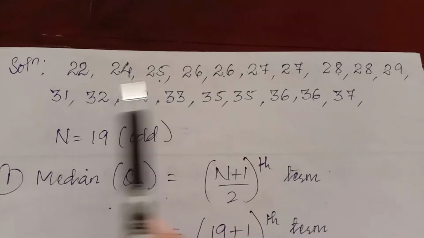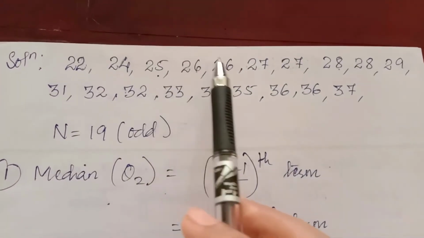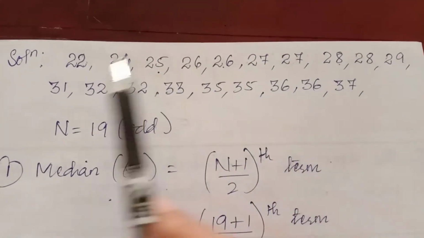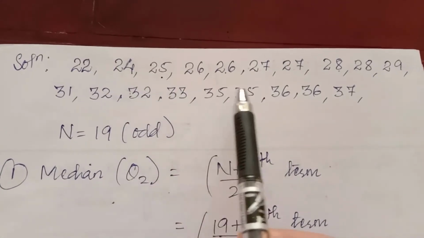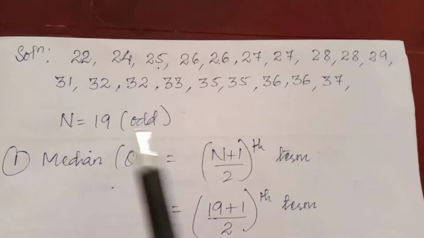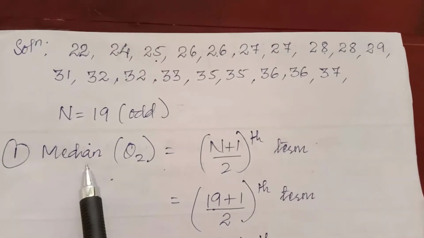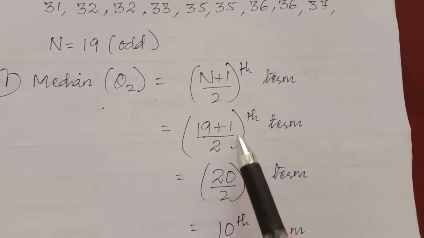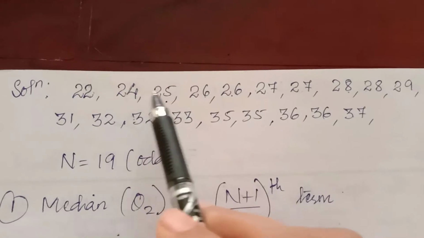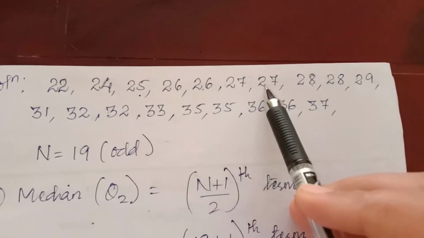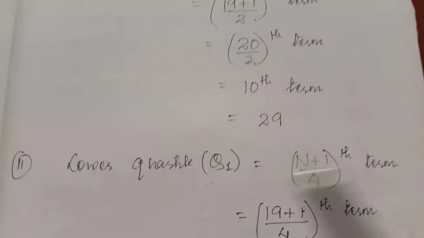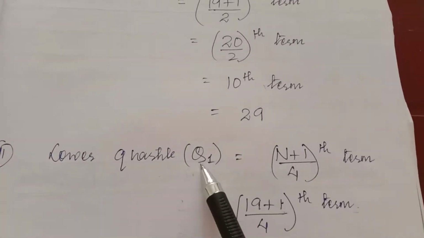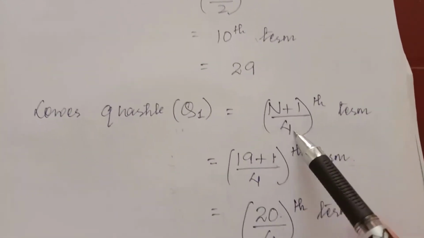Now you have to count how many numbers there are: 1, 2, 3, up to 19. So 19 is odd, no? To find the median, the formula is the (n plus 1) by 2th term. 19 plus 1 is 20, 20 by 2 is the 10th term. Now see which one is the 10th term: 1, 2, 3, 4, 5, 6, 7, 8, 9, 10. So 29 is the median.